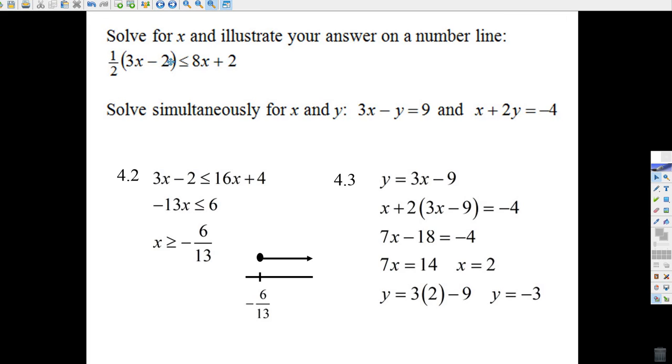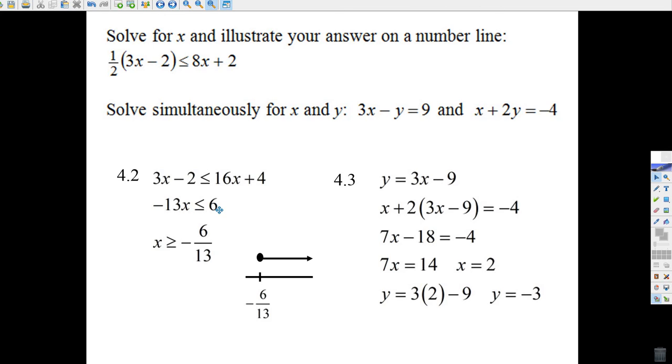Well, you know what I did? This 1/2 3x minus 2, I got rid of the half by multiplying both sides by 2. 2 times a half is just 1. It's gone. But 2 times 8, 2 times 2, there it is. Then I subtracted 16x, and I added 2. I get minus 13x is less than or equal to 6.